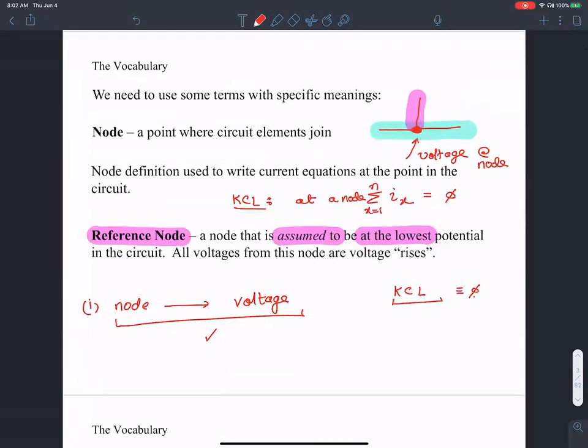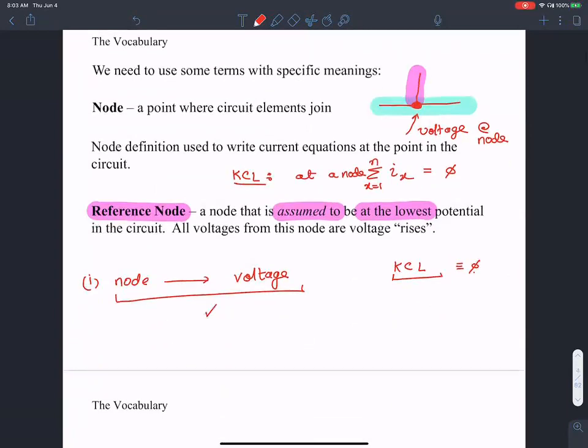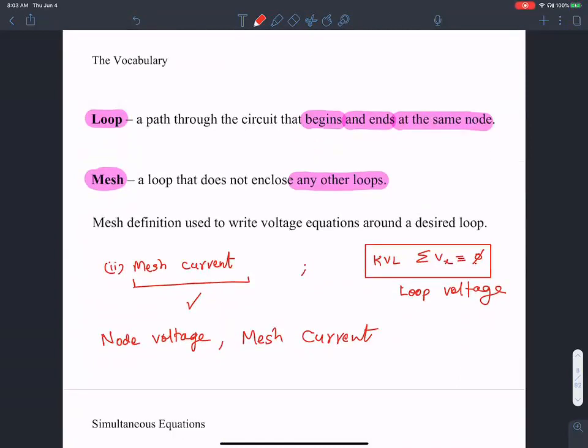And in that context, a node is a point where circuit elements join. A reference node is one we define at the beginning of the problem to be the voltage node that is at the lowest potential, or assumed to be at the lowest potential. Typically we call that ground. Then a loop is a path which begins and ends at the same node. And then of course there's a mesh, which is a subset of a loop. A mesh is a loop that does not enclose any other loops.